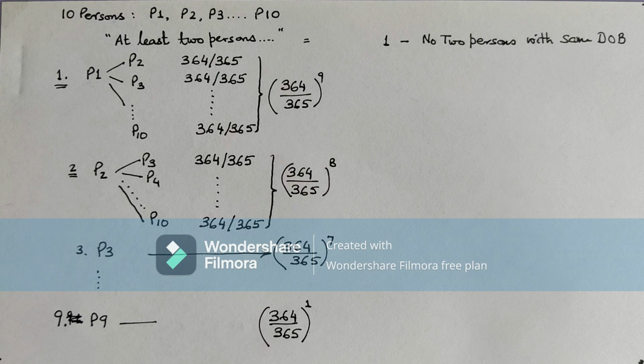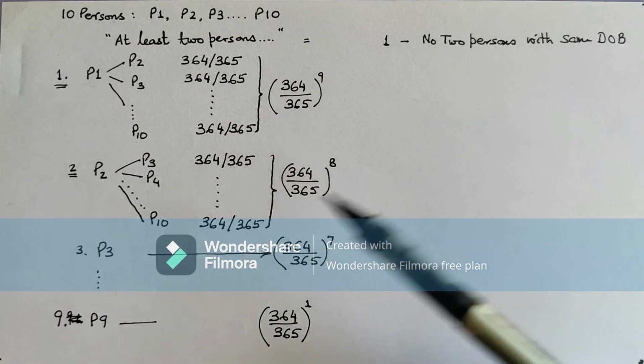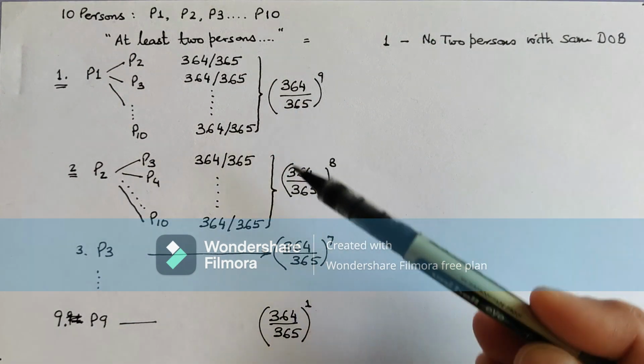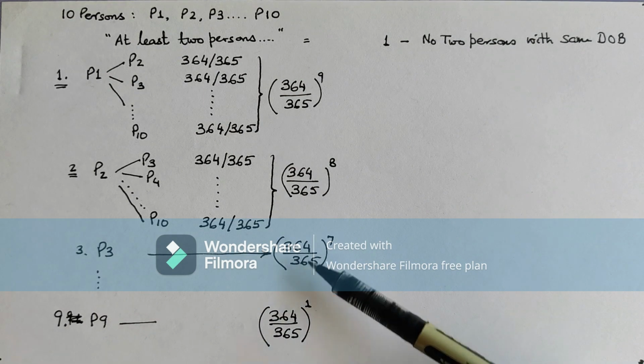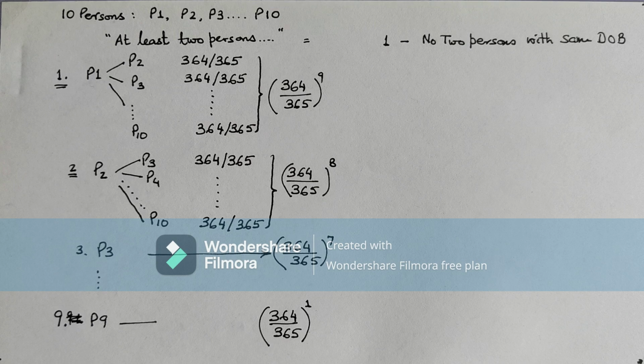To arrive at the probability of all of the above pairs: P1 paired with remaining 9, so 9 pairs, P2 paired with remaining 8, so 8 pairs. Since I'm trying to find out no two persons with the same date of birth, all these events should happen. This should happen, and this should happen, and this should happen, and this should happen. So I will multiply all these probabilities.